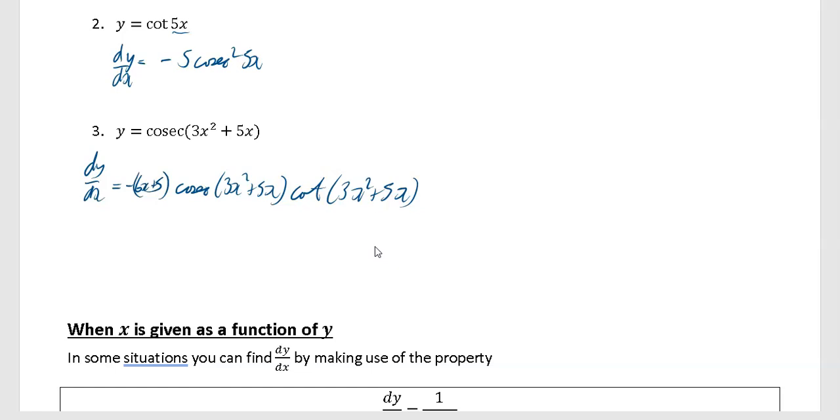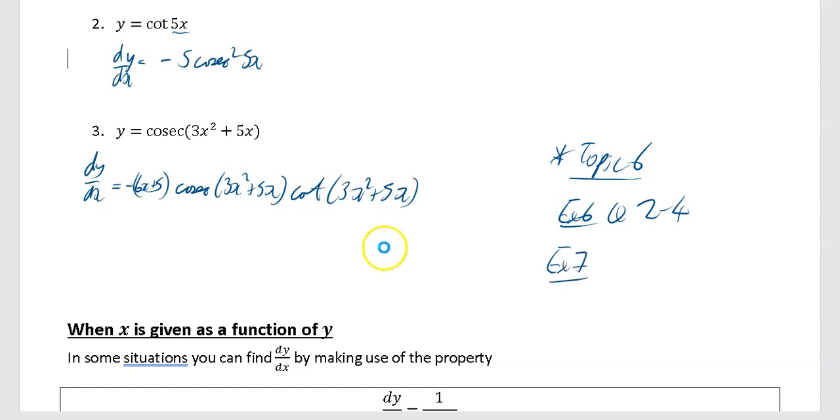Okay, folks, you're now ready to do topic 6. Topic 6, exercise 6, questions 2 to 4, and then exercise 7 could be done as well. There are no answers, but it's just a homework exercise.